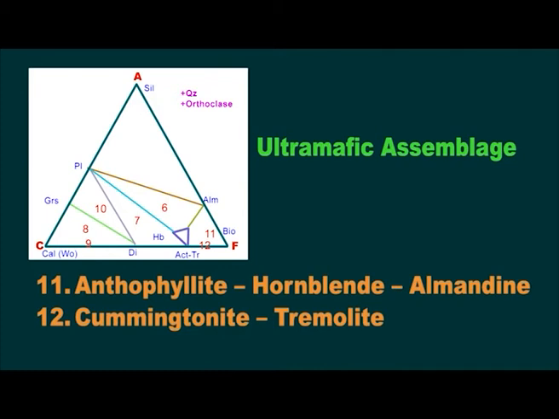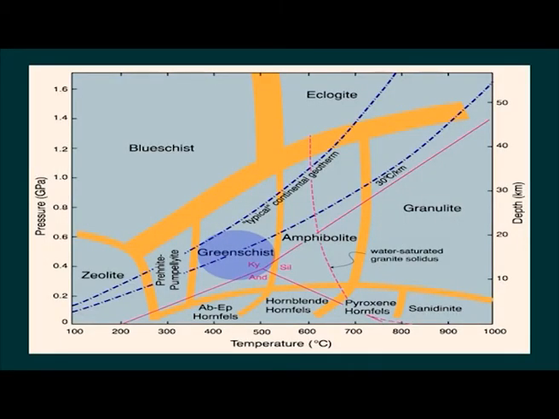Ultramafic or ultrabasic assemblages, number 11: anthophyllite, hornblende, almandine. Number 12: cummingtonite, tremolite. Physical condition of metamorphism. The physical condition of metamorphism can be explained with the help of low and high temperature conditions, and in the same way pressure conditions too. The lower temperature gives the idea about the beginning of the amphibolite facies, and higher temperatures give the idea about the beginning of the granulite facies.